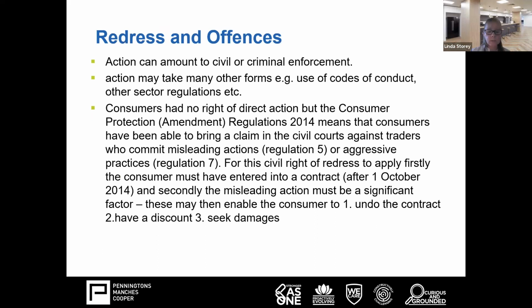Now, it's interesting that on banned practices there have been discussions recently about extending that list. And it'll be interesting to see what happens over time because obviously rules never stand still. And one of the elements that's been discussed as a possible extension is false consumer reviews.